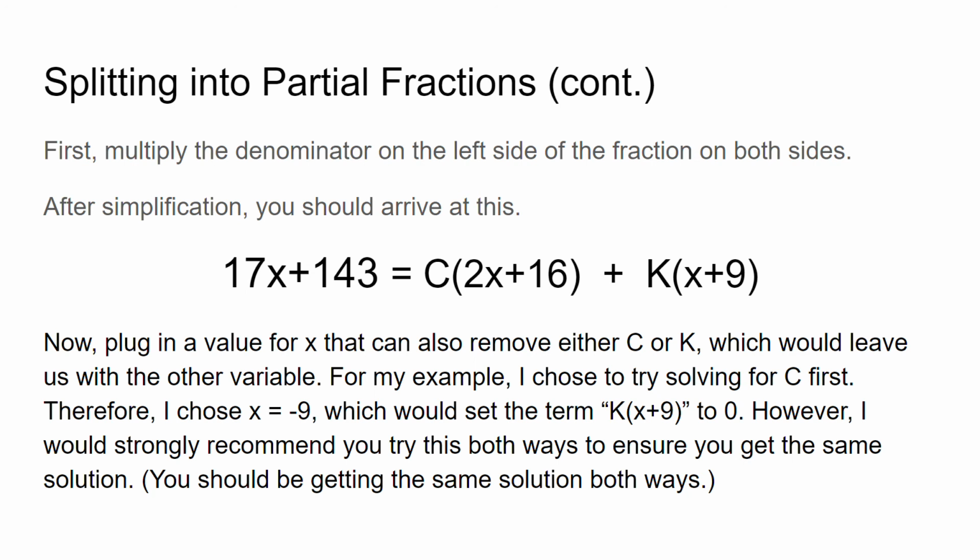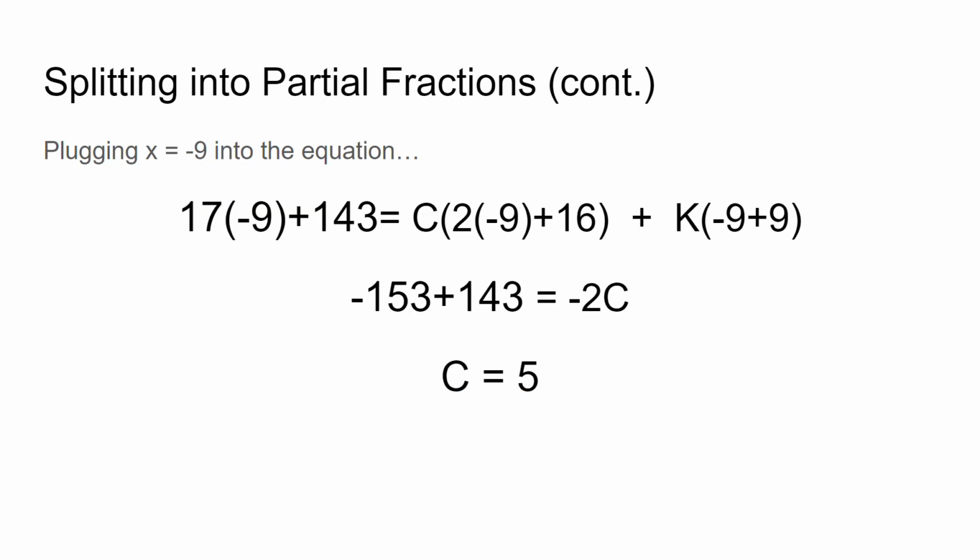So first, do K times (x plus 9), and we're going to plug in x equals negative 9. Plugging in x equals negative 9, I show it right here, you should get C is equal to 5. If you go back farther in the video and watch some previous parts of it, you will see that 5 was the value of C. So if you check, that is correct. And now that we have C, we can keep on going.